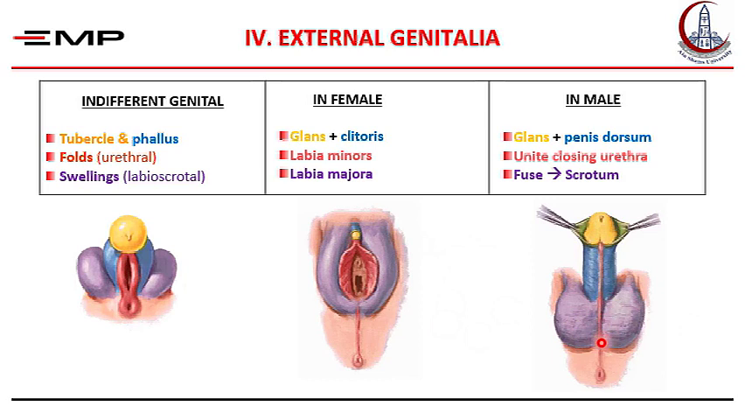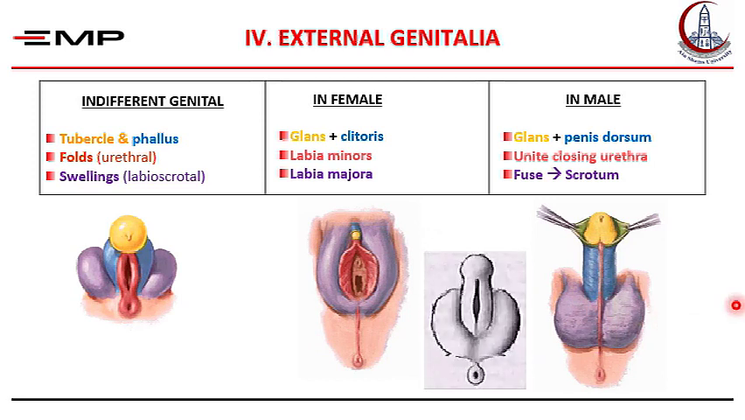So what corresponds to the glans of the penis is the glans of the clitoris. The penis itself is the clitoris. What corresponds to the labia minora is the raphe on the undersurface of the penis and scrotum. What corresponds to the labia majora is the scrotum.